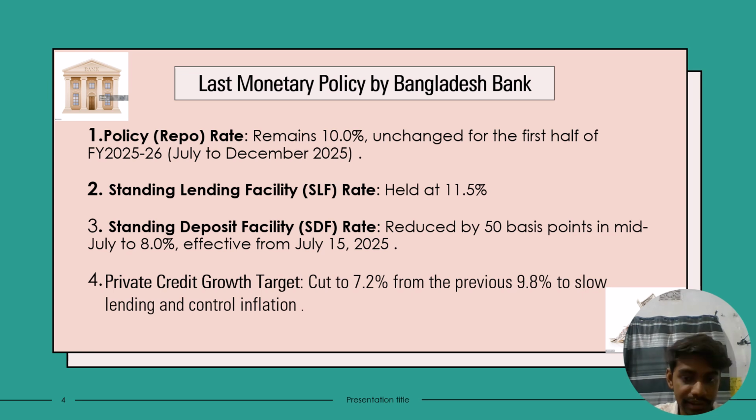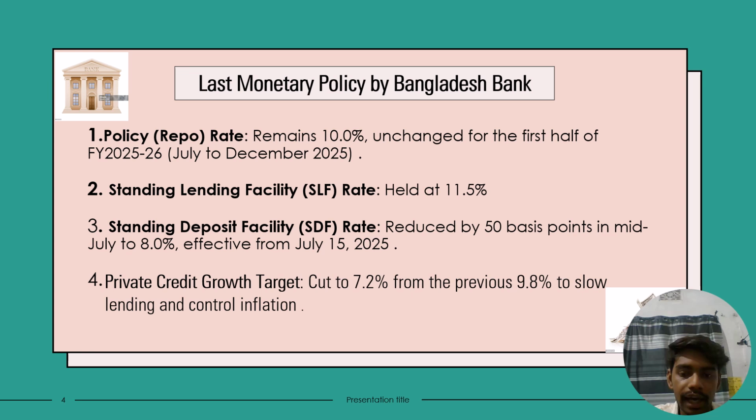Another one is the standing deposit facility, the rate at which banks can park excess funds overnight with the central bank. It helps absorb surplus liquidity, and it was reduced by 50 basis points to 8%, effective from 15 January 2025.